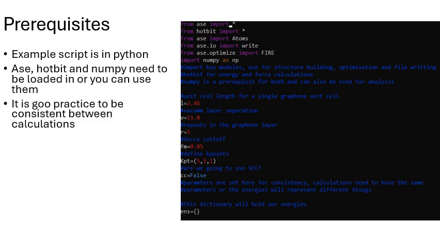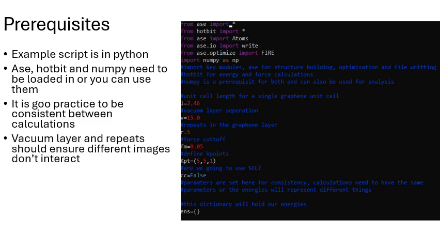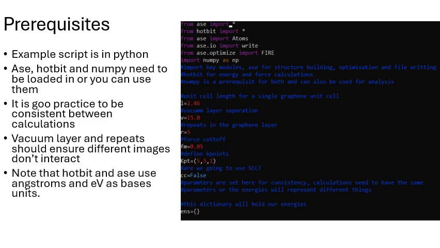It is generally good practice to be consistent between different calculations. This is to ensure that the energies as you go through represent the same thing essentially. So you need to have the same cutoffs, the same K points, the same methods used. You can't just use DFT calculations then use DFTB on a different thing. They give different energies. You need to ensure that when you're doing these kinds of periodic systems, the vacuum layer between different images and the distance between different images in the XY plane are far enough that they don't interact, or they will contribute. So these systems need to be large enough.